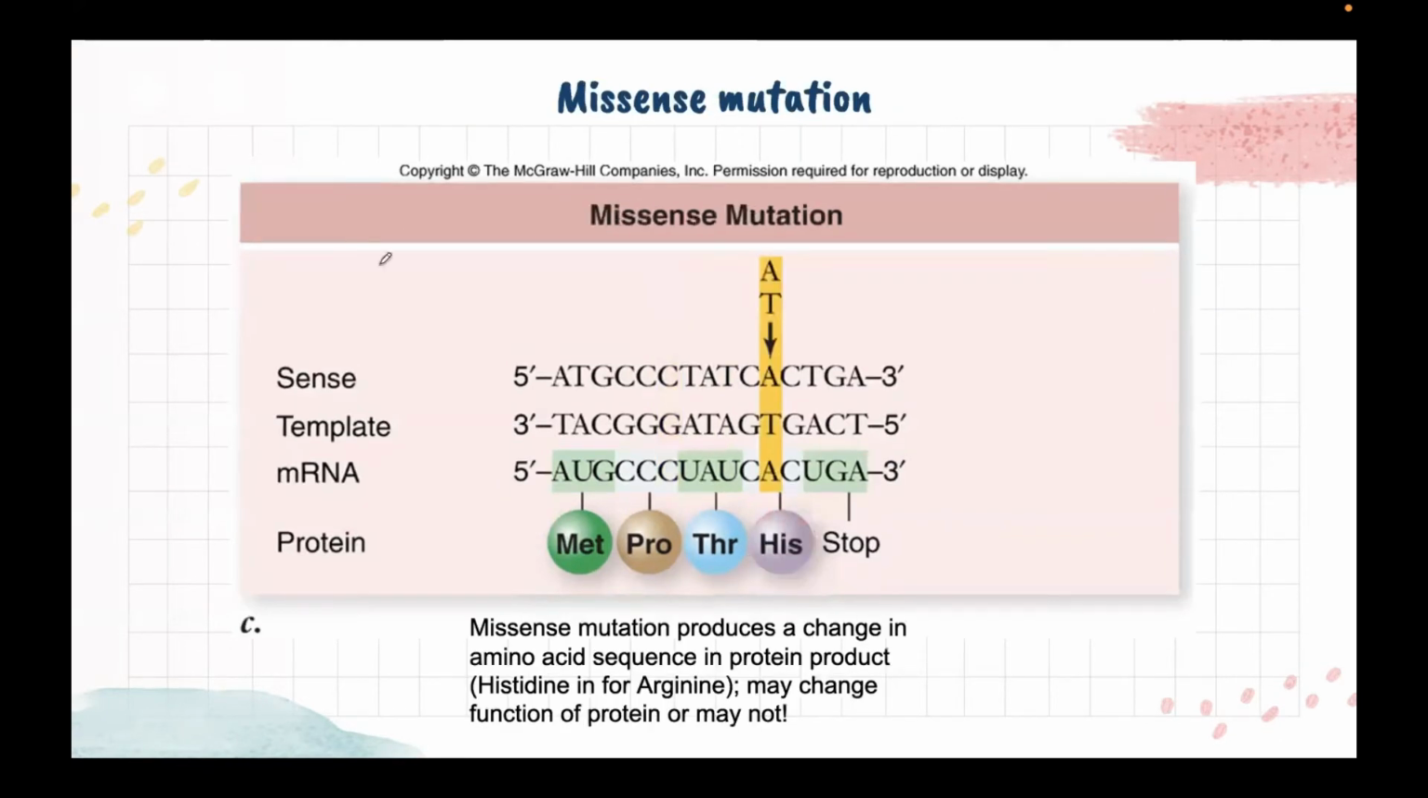Next naman sa missense mutation, there will be a change in the codon, definitely. Pag nagkaroon ng change in the codon, anong kasunod nun? Tama po, there will be a change or differentiation in the amino acid kasi nabago yung codon mo. Definitely, kasunod yun, mababago yung amino acid. Missense mutation produces a change in the amino acid sequence in the product protein, histidine for arginine. It may change the function of the protein or it may not.